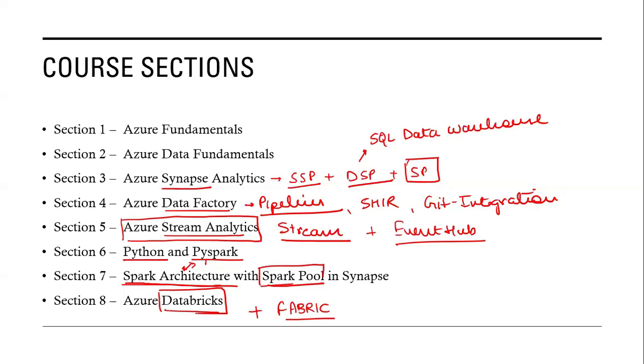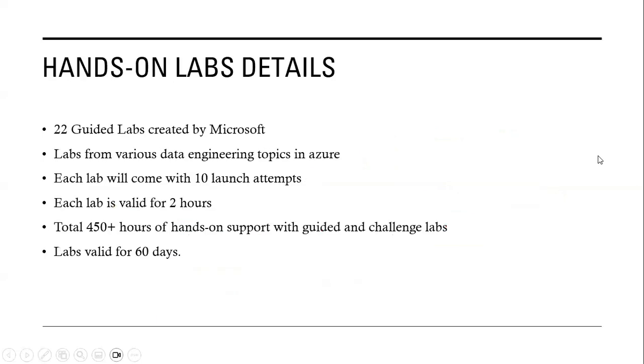Now, moving on, some details on the hands-on labs. These labs are provided by Microsoft themselves. There is a partner from Microsoft called Skillable who are going to provide these labs to us. So there will be 22 labs in total, 22 different scenarios, basically covering different topics, for example, data lake or Synapse. There will be a lot of labs from Synapse, a lot of labs from Databricks, Stream Analytics. So labs from various data engineering topics within Azure.